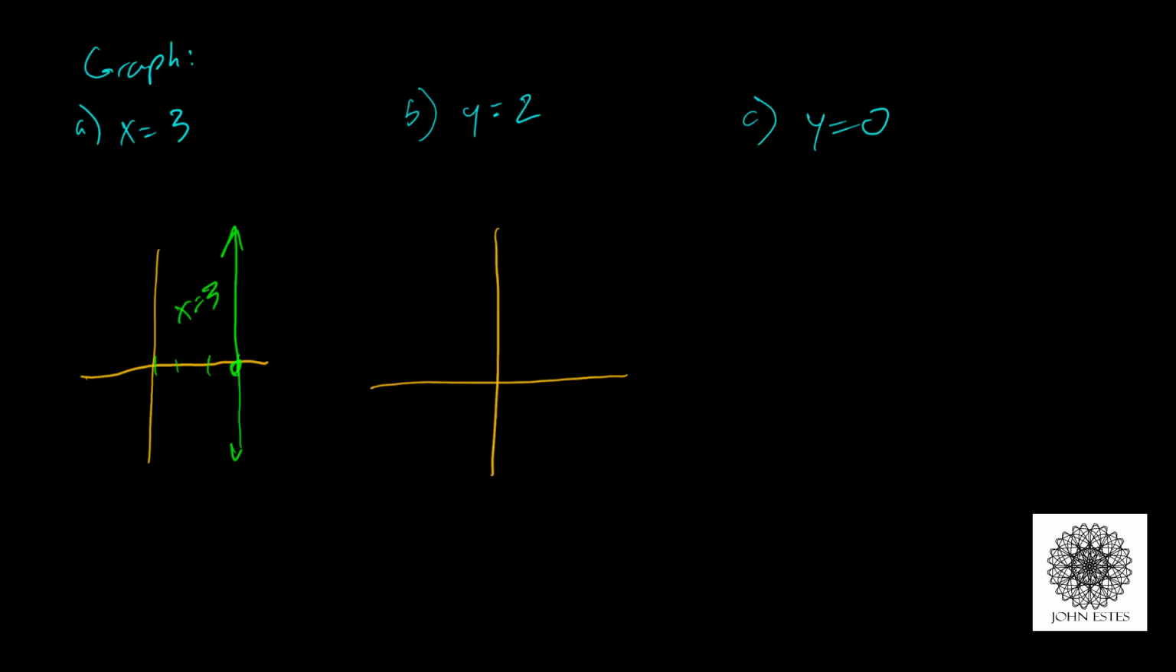On part B, I have y equals 2, so that means I need to go 1, 2 up in the y direction. Remember, y equals a constant gives me a horizontal line. So there's the line y equals 2.